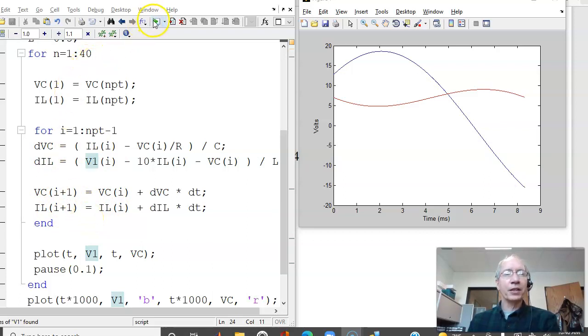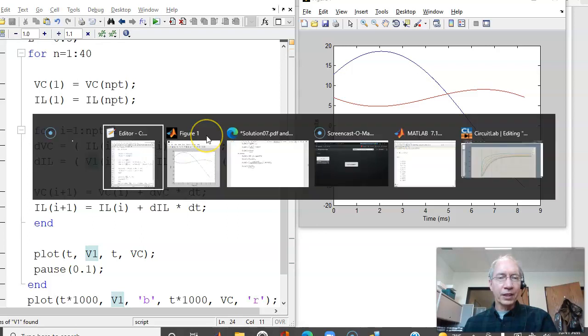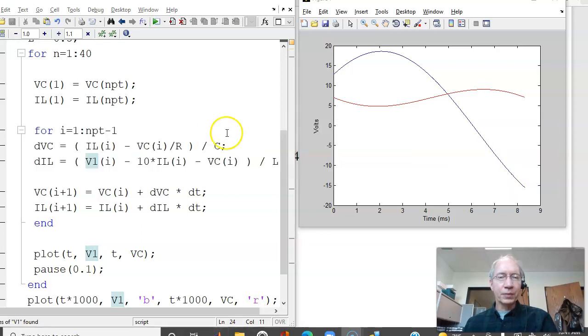And here's what it looks like. Here's my first cycle, second, third, fourth, going for 40 cycles. It kind of looks like a steady state. The blue line is V1. The red line is V2. That's solving it numerically. Once I have V2, I can find the AC and DC voltage. The DC voltage is the average. The AC voltage is the peak to peak.